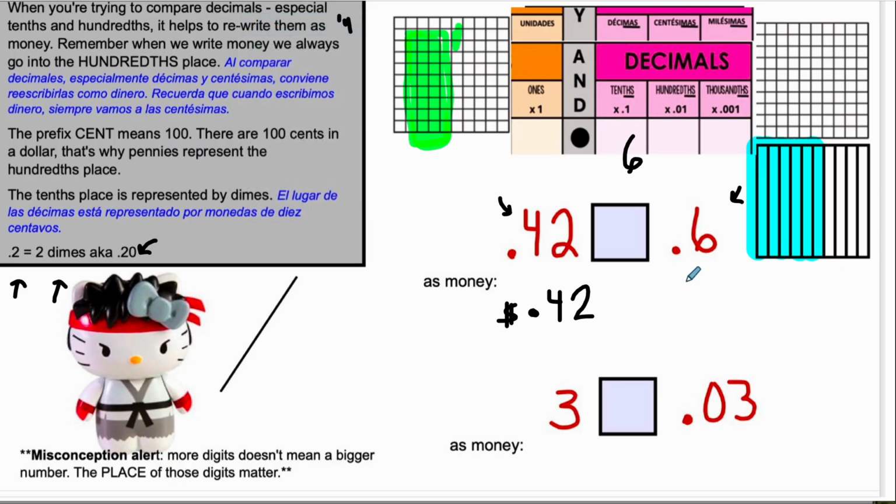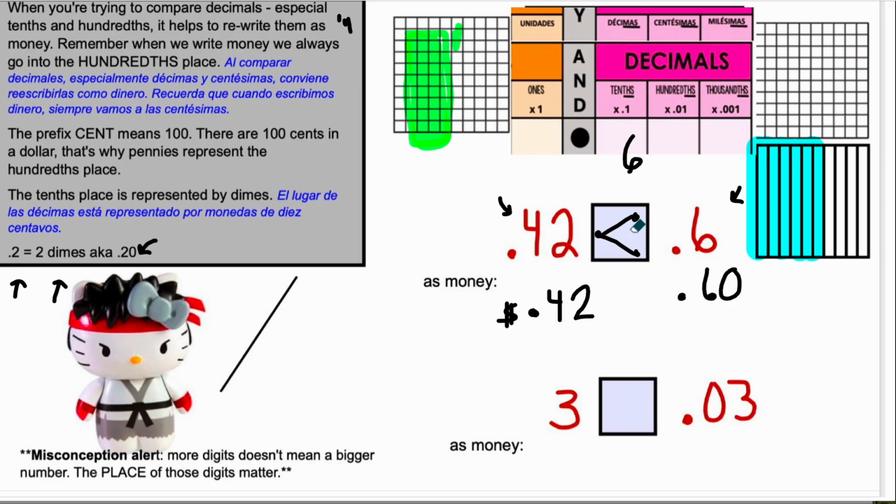So I'm going to annotate that as money. Notice how the 6 is in the tenths place in both values. That shows that they're equal. They have 6 tenths and 0 of any other value. 60 hundredths is greater than 42 hundredths. 60 cents is greater than 42 cents. So I'll put 2 dots here, 1 dot here, and we could read this as 42 hundredths is less than 6 tenths. All right, let's move on to the next one.